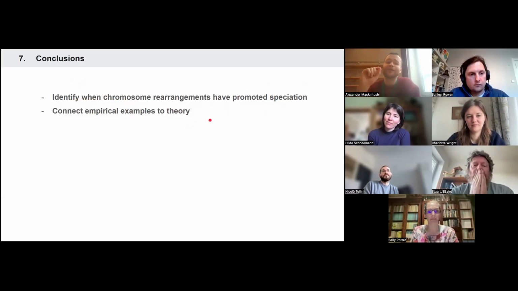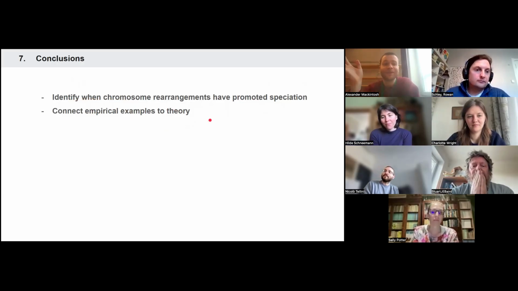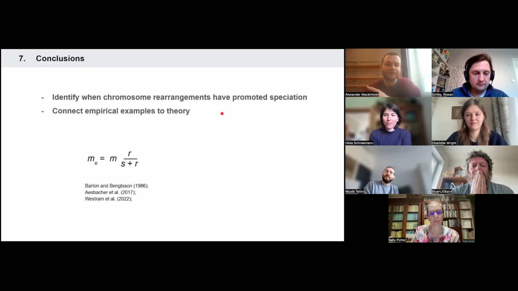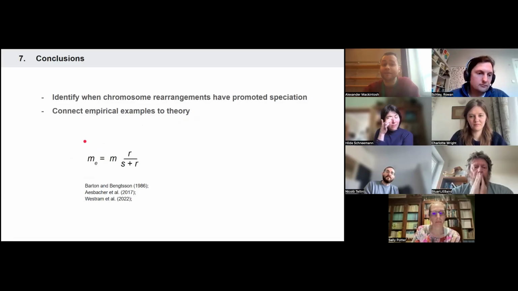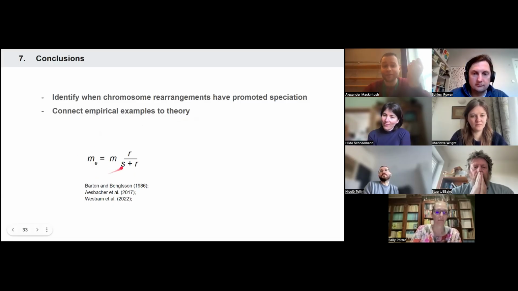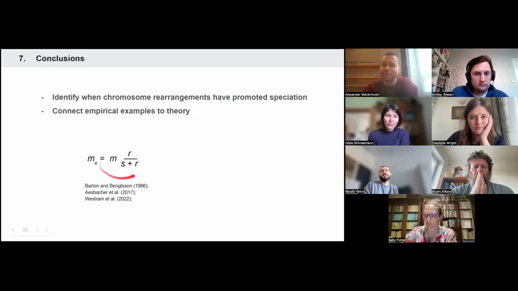This second aim, to connect this example to theory, I think we actually haven't quite managed to do it, but we haven't managed to do it for maybe an interesting reason. The approach we have taken is to estimate the effective rate of migration along the genome. So we've estimated this parameter, but for two loci, a neutral locus and a selected locus, the effective migration rate of our neutral locus is dependent on the actual migration rate, and then the rate of recombination relative to selection. And so this, in a way, is really what we're interested in.